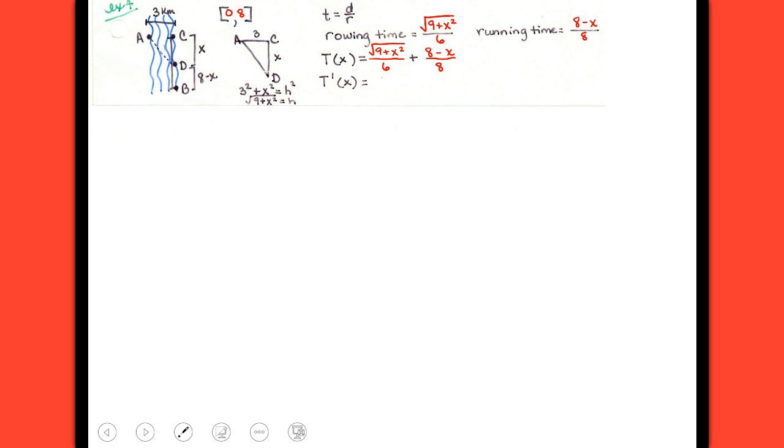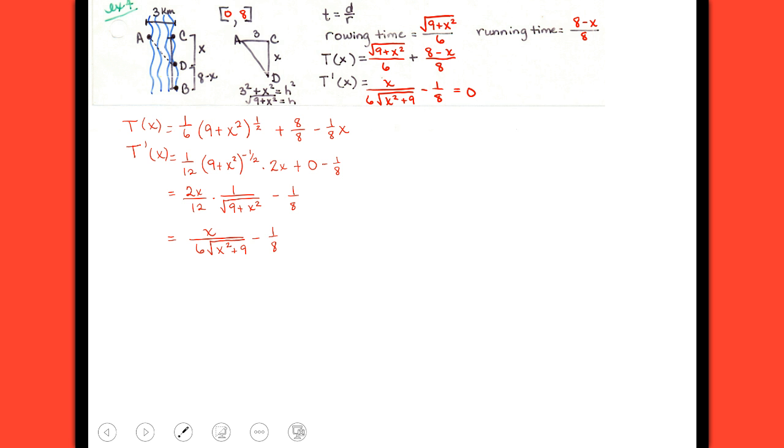And now we need to find our relative minimums with our critical numbers. All right. So for critical numbers, we're going to need to go through and take the derivative. All right. So let's think about that for just a second. I'm going to rewrite our equation up here just a little bit.